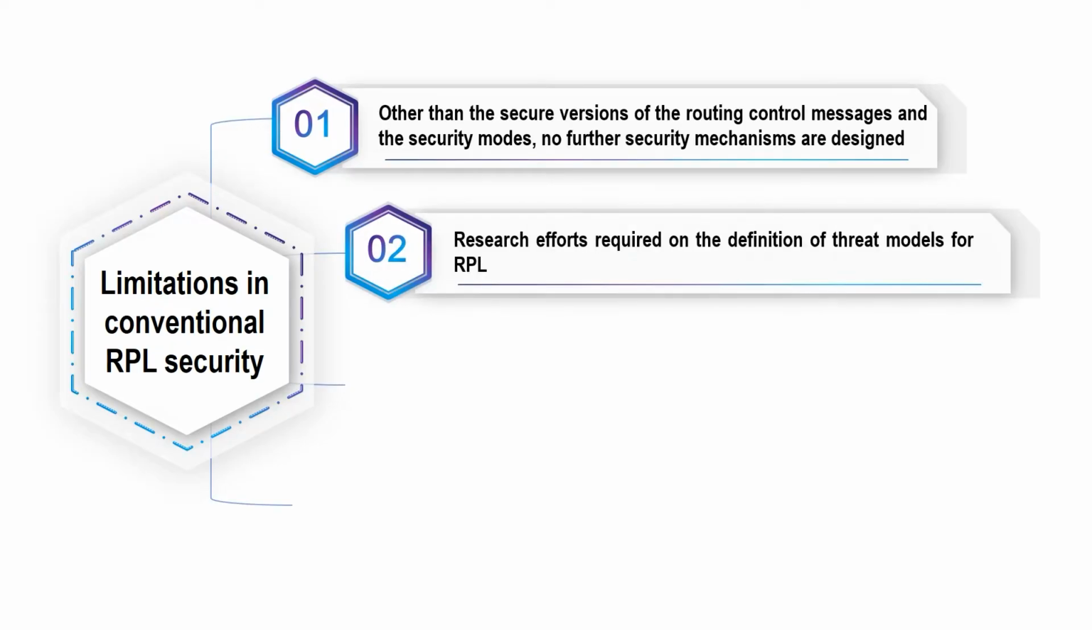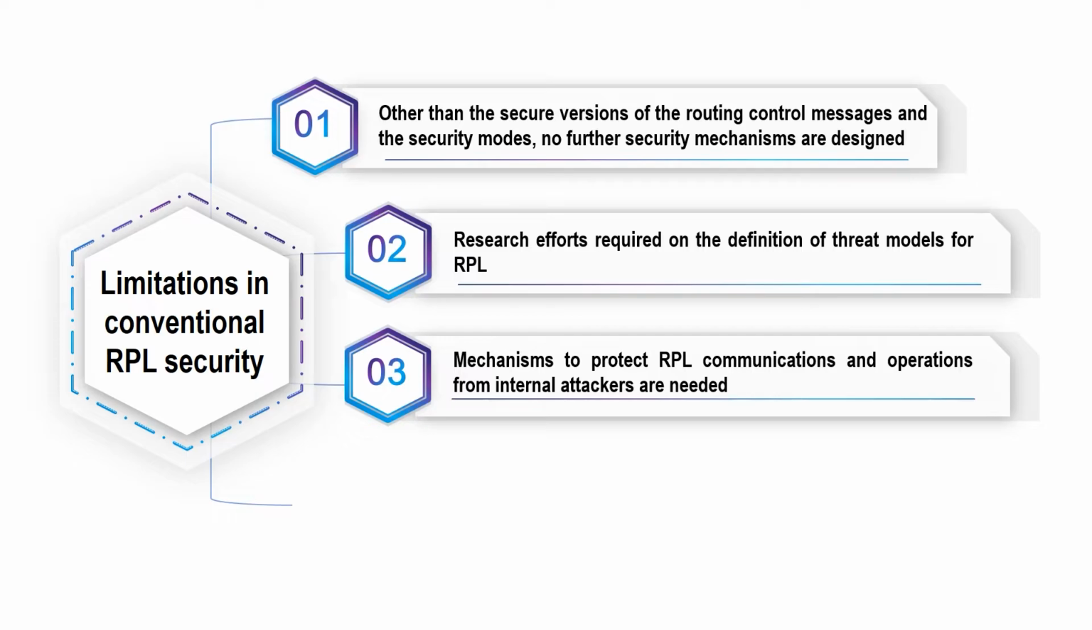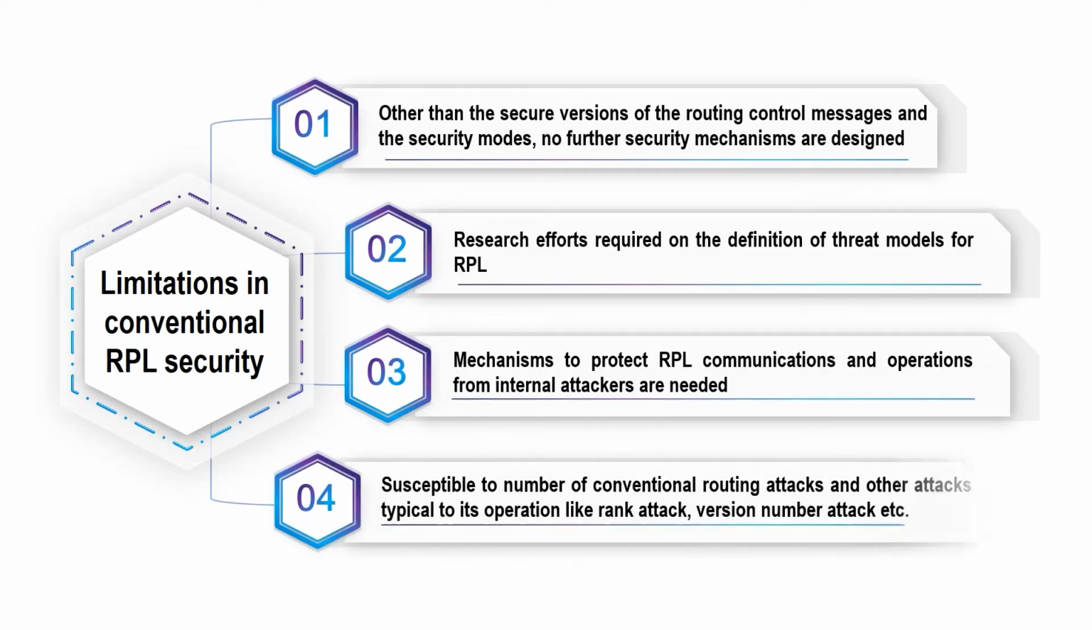Considering that RPL already provides mechanisms to secure routing communications against external attacks, research efforts may be focused on the definition of threat models for RPL and also on mechanisms to protect RPL communications and operations from internal attackers. RPL is also susceptible to a number of conventional routing attacks like the selective forwarding attack, black hole attack, sinkhole attack and other attacks typical to its operation like the rank attack, version number attack and many more.